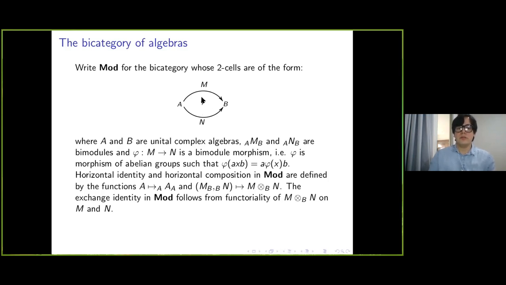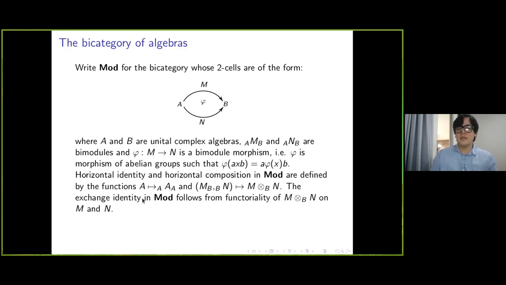Objects are algebras, horizontal morphisms are bimodules over these algebras, and a two-morphism in this diagram would be a bimodule morphism from this bimodule to this bimodule, or a morphism of abelian groups that intertwines the actions of A and B on M and N. The horizontal identity is the function that associates to every algebra A the algebra A as a bimodule over itself. And the horizontal composition is provided by a relative tensor product. So this forms a bicategory.